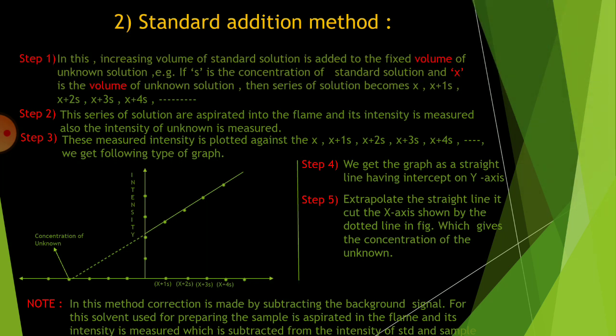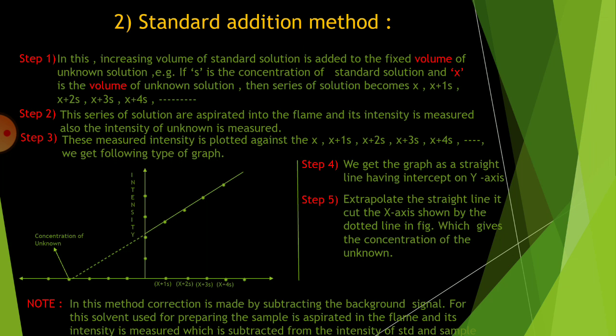In the first, there is no standard solution. In the second, 1S standard solution. In the third, 2S standard solution. In the fourth, 3S standard solution, and so on. This series of solutions is aspirated into the flame and the intensity is measured. Also, the intensity of the unknown is measured. This intensity is plotted against X, then X plus 1S, X plus 2S, and so on. So we get the graph as shown in the figure.